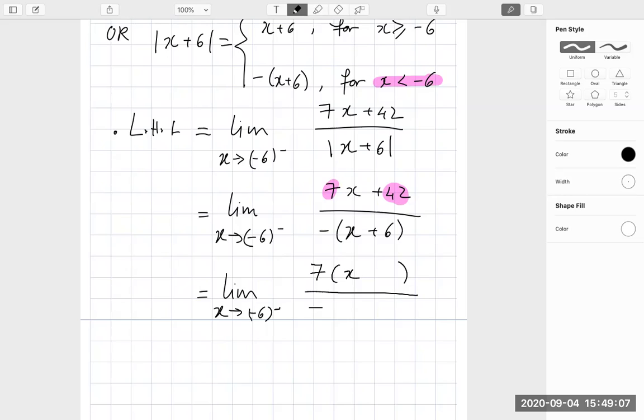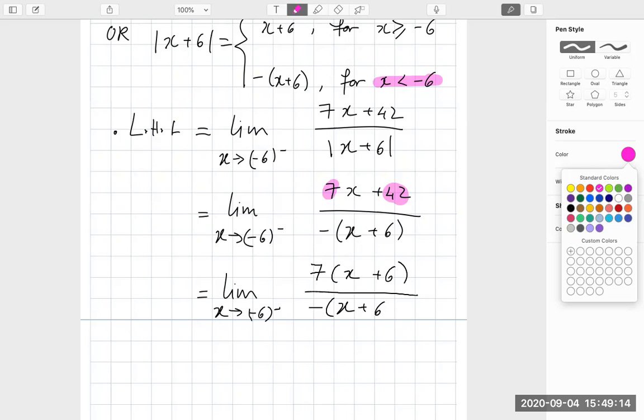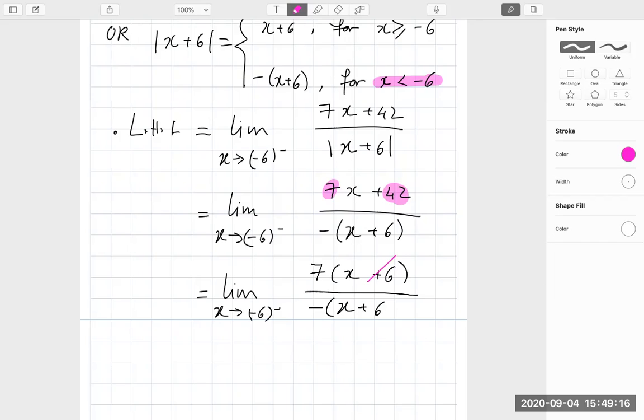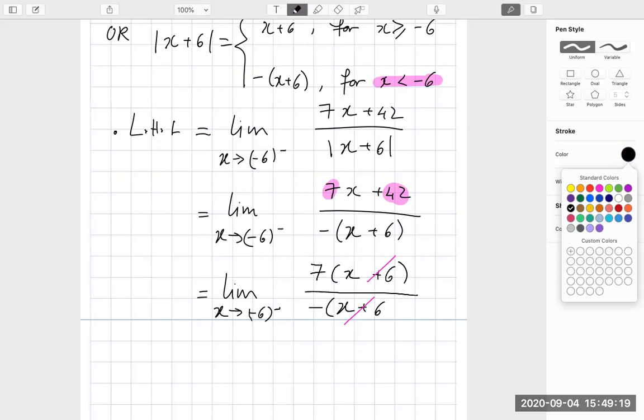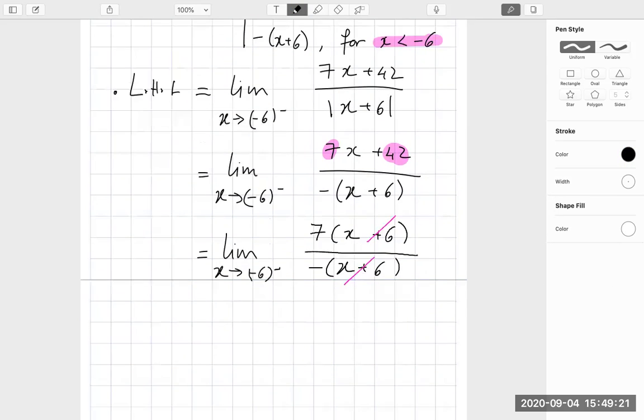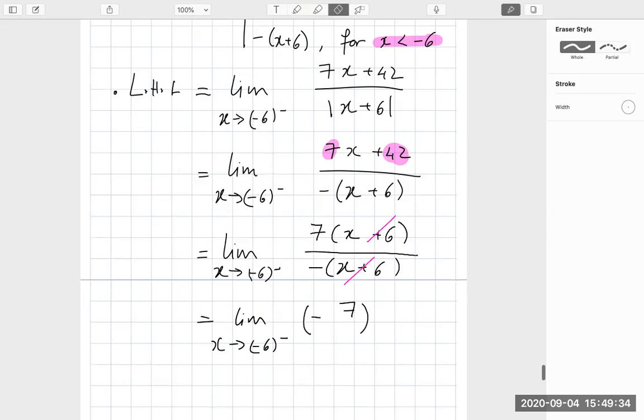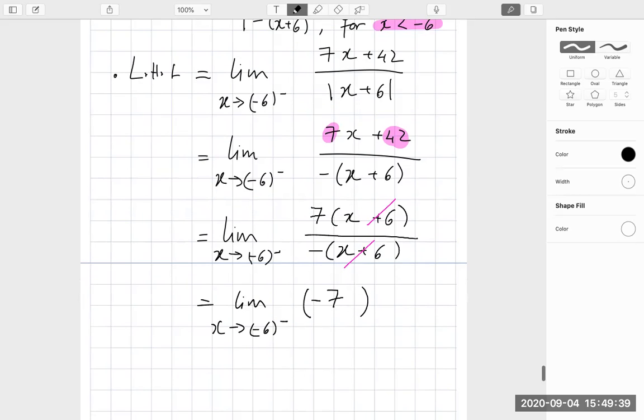Just x plus 6. Perfect. X plus 6. So now this cancels with this, right? Yeah. Then it will be the limit when x approaches -6 from the left of 7 divided by -1, which will be -7, right? Yeah. The limit of a constant would be that constant.